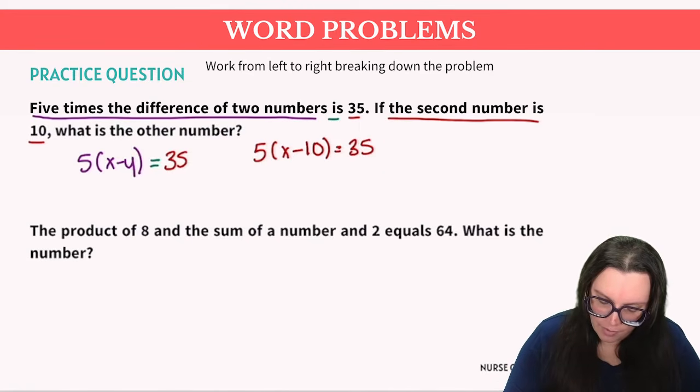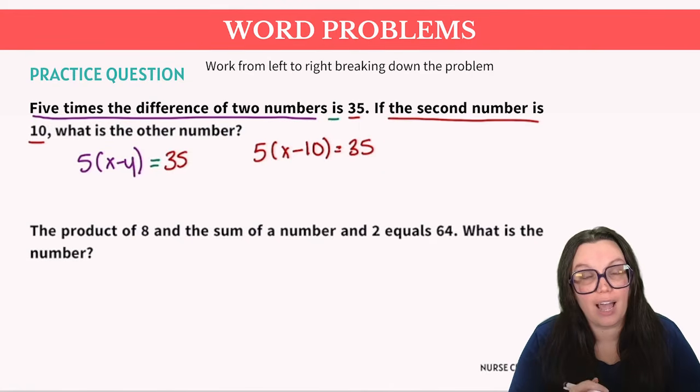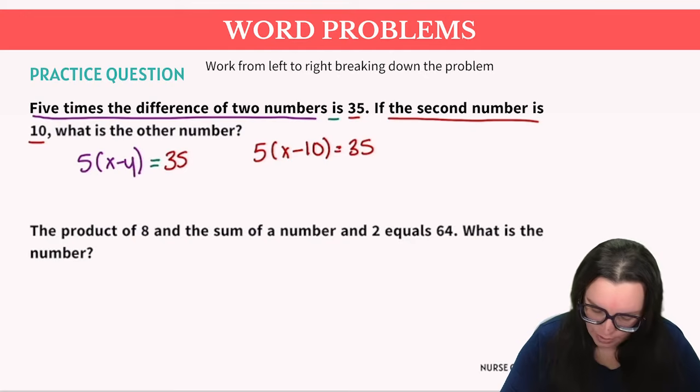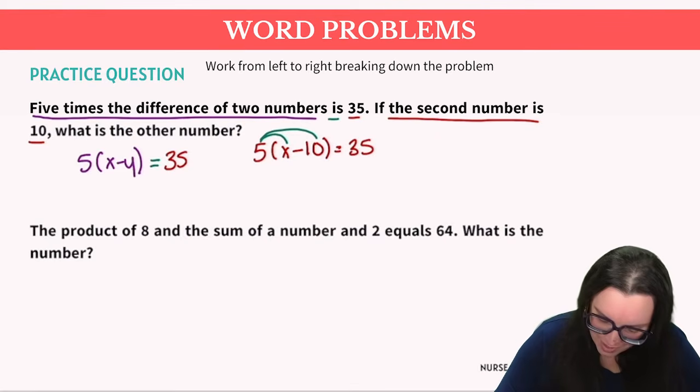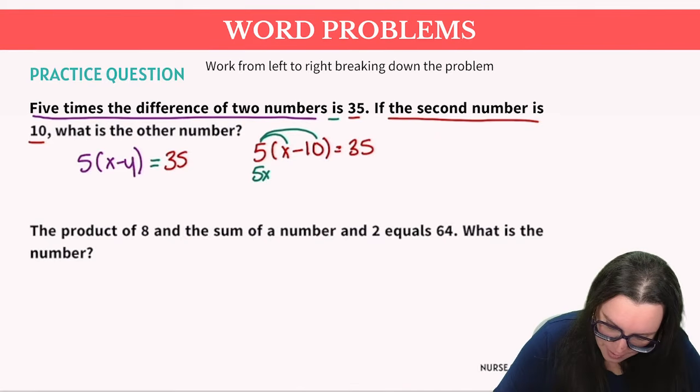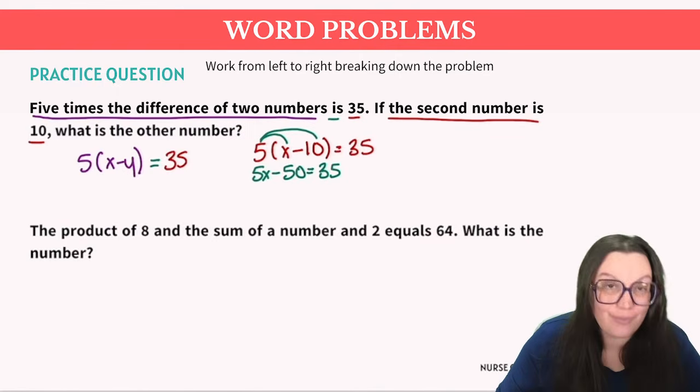So in order to solve this, we have to multiply our 5 by everything inside our parentheses. So we're going to multiply 5 by x, and we're going to multiply 5 by 10. So we've got 5x minus 50 is equal to 35.